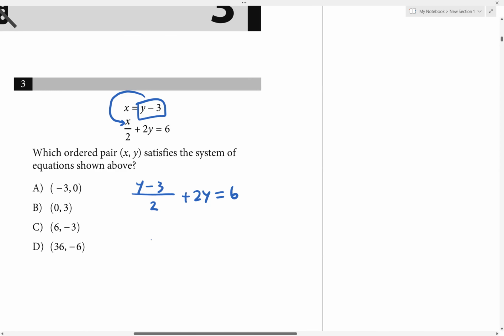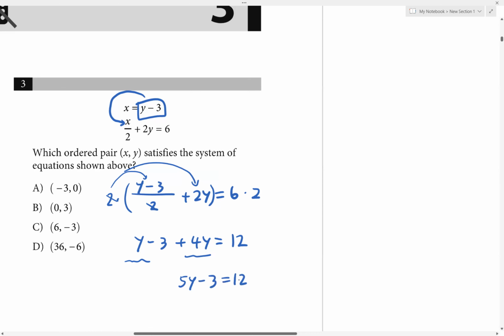Since we also have a denominator, a fraction here, let's multiply by 2 on both sides to cancel out the fraction. So we distribute and multiply: the 2 over 2, the 2 cancels, to get y minus 3. We also have to distribute the 2 with the 2y, so it'll be plus 4y. And 6 times 2 will be 12. Then we can combine like terms on the left side: y plus 4y is 5y, minus 3 equals 12.